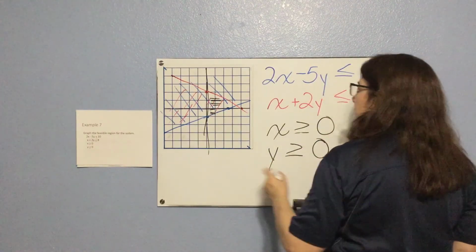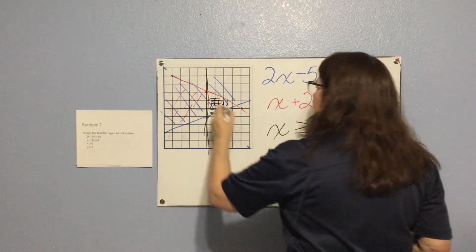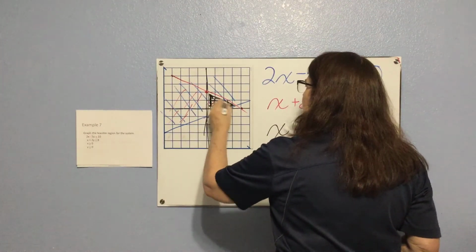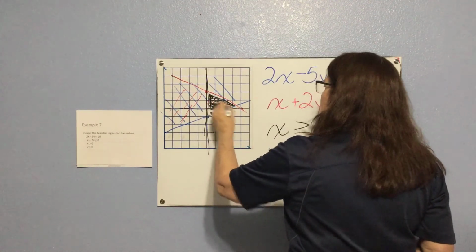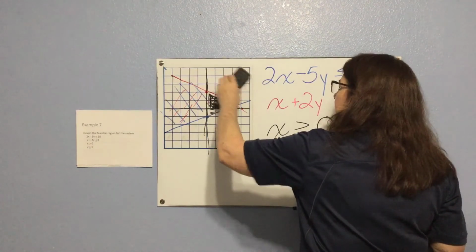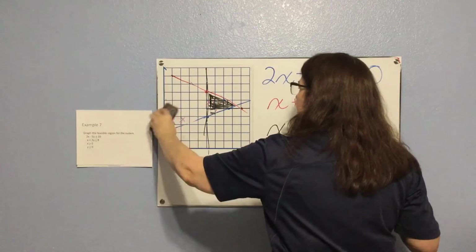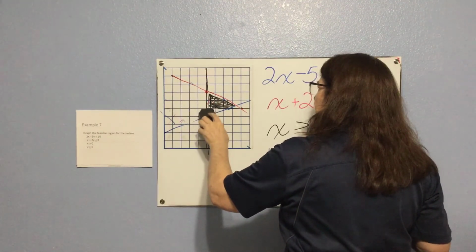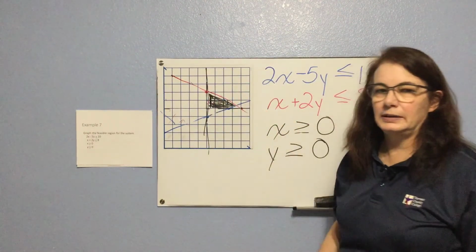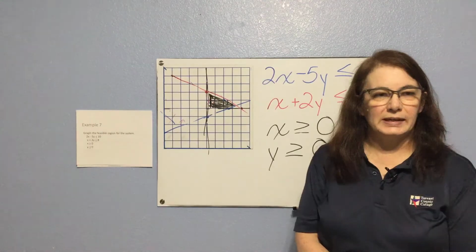And y greater than or equal to 0 will be above this line. So it's kind of a confusing mishmash here, but this ends up being my feasible region. And I'm going to go ahead and erase all the things that are not in my feasible region. So you can see this quadrilateral shape is my feasible region. So pause the video now and work on checkpoint 6.